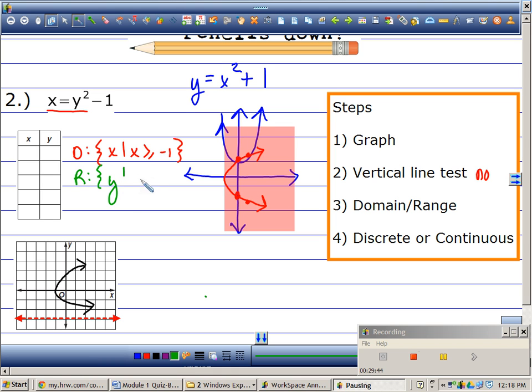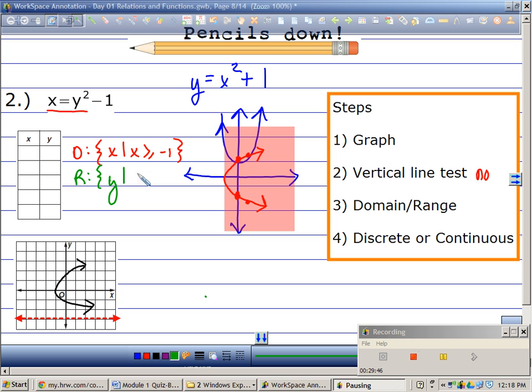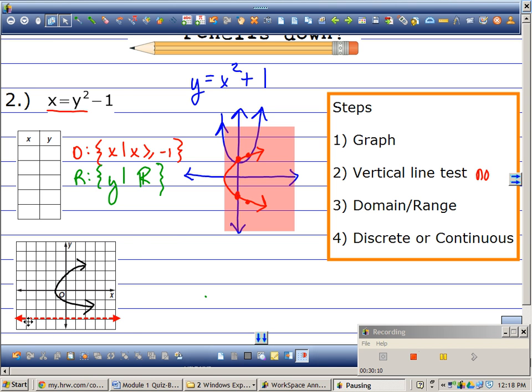Y such that? Everything. All Y values work. So it's kind of funky, right? If you want to test the Y, the range, you would use a horizontal line.